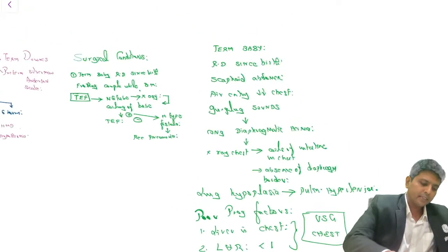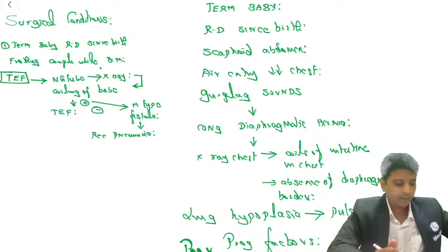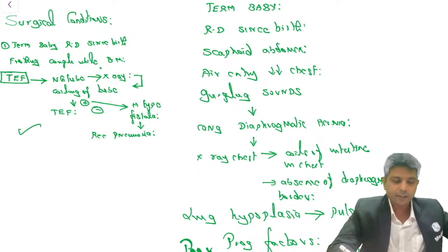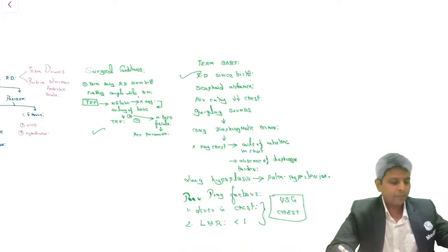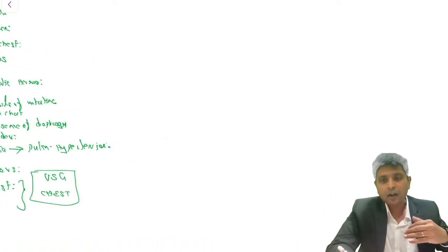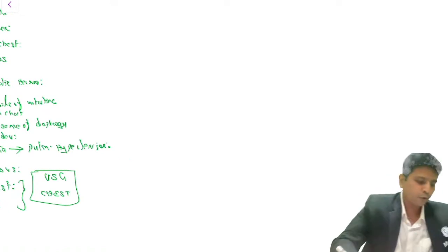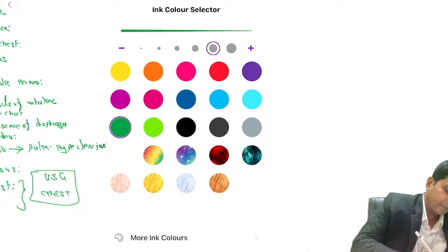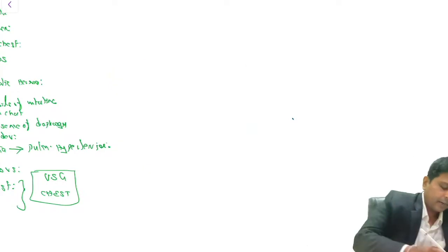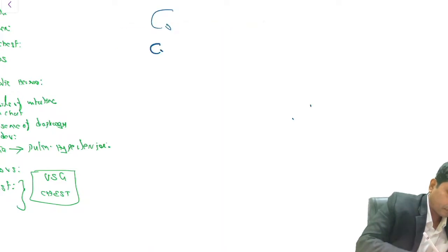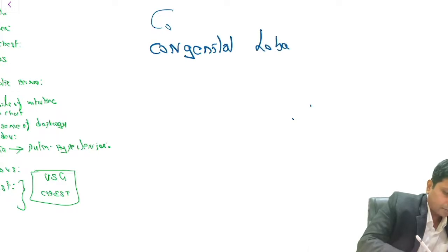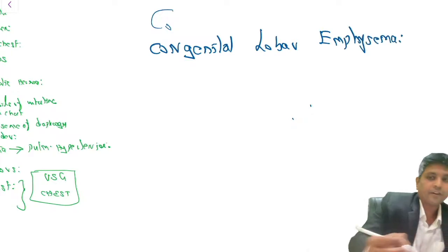Okay, so these are all the surgical conditions. The first surgical condition is tracheoesophageal fistula. The second surgical condition is congenital diaphragmatic hernia. But the third condition, which is often not told and often you are not exposed to, is congenital lobar emphysema. Third condition is congenital lobar emphysema. So what is this congenital lobar emphysema?